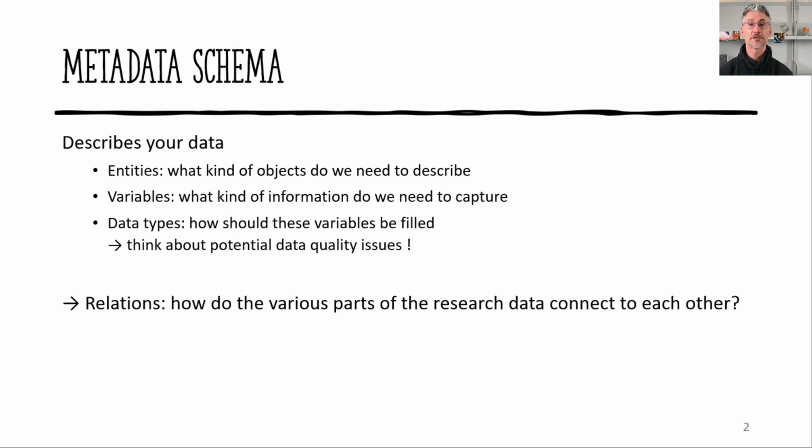Our metadata schema describes our data. It describes the entity, like what kind of objects we need to describe. It also fixes the variables, what kind of information we need to capture, and defines the data types, how these variables should be filled. And we define such a schema also with the thought in mind how we can avoid potential data quality issues. Now we need to put all these entities together that we describe in the various tables of a schema. And the relations define how do the various parts of the research data connect to each other.